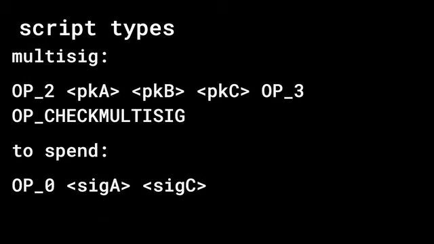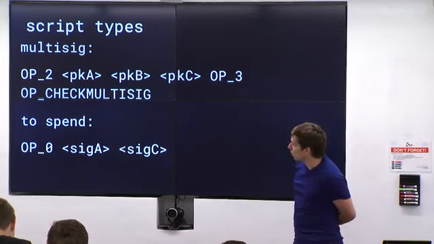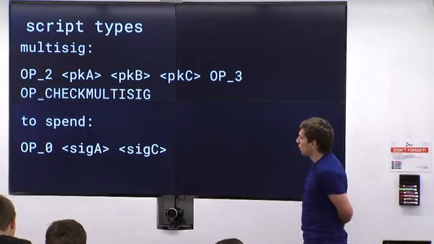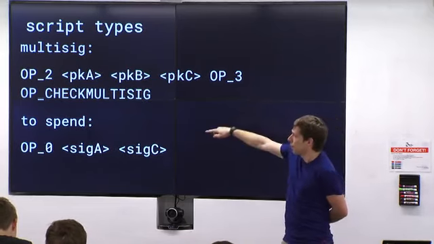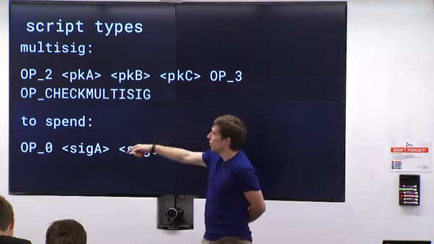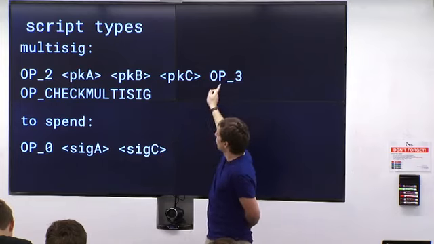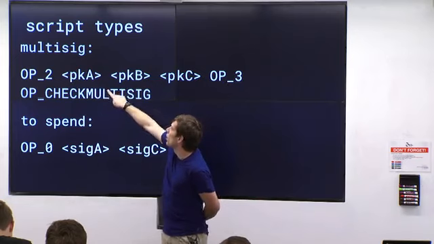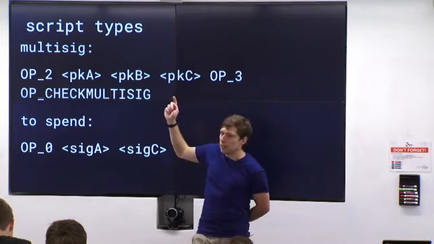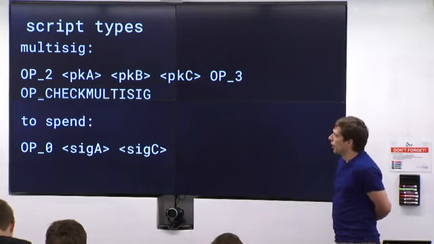Good, okay. I want to make it so that 2 of these 3 keys must sign in order to spend the coins. So I say op2, push 3 public keys, op3, op checkmultisig. So the idea is 2 of these 3 must sign. So you can put op1, this, op3. You can put op3, this, op3. If you put op4, 3 keys, and then op3, it probably will never be spendable and just never work.